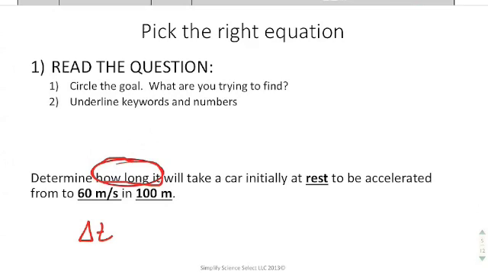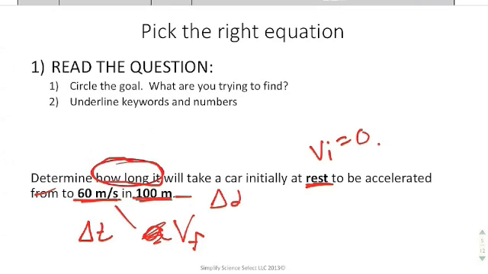Then you underline keywords and information. A keyword would be rest, because it indicates the initial velocity is 0. Then you also underline the numbers and the units that go with those numbers. Now, you may not be able to tell from the wording. It says to be accelerated from 60 meters per second. So this may indicate to some people that this is acceleration. But if you know the units, you know that can't possibly be right. Instead, it has to be a velocity. So if I knew this was an initial velocity, then that has to be final velocity. And you know displacement is measured in meters. So by underlining the keywords and information, it allows you to figure out what information you're given.